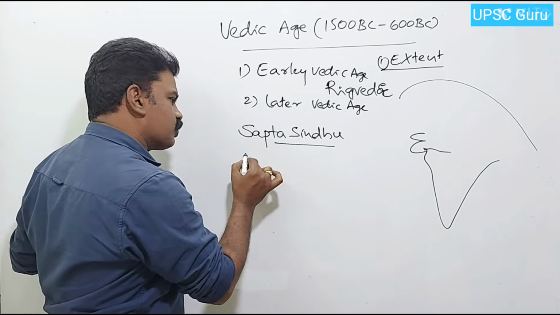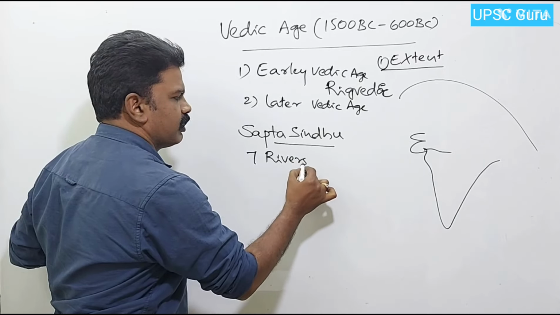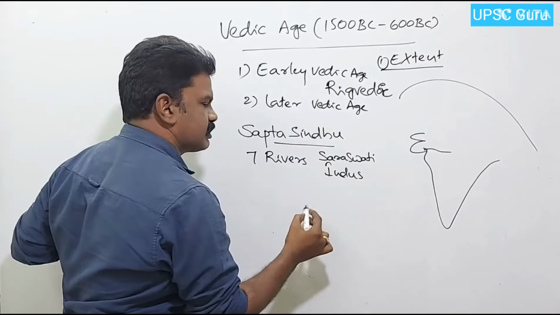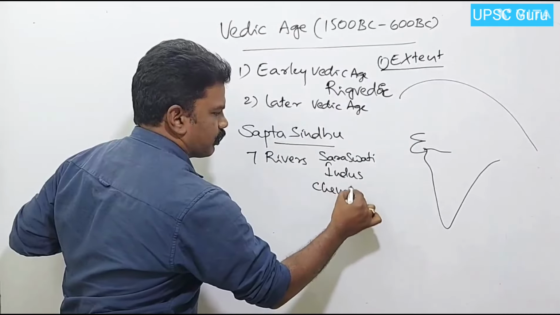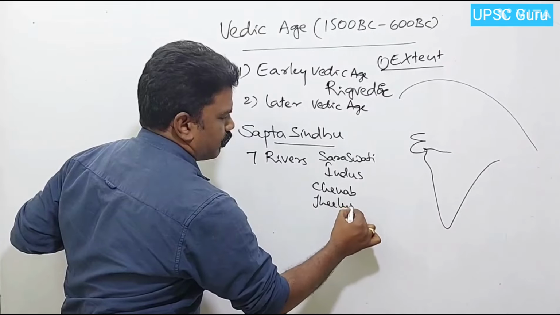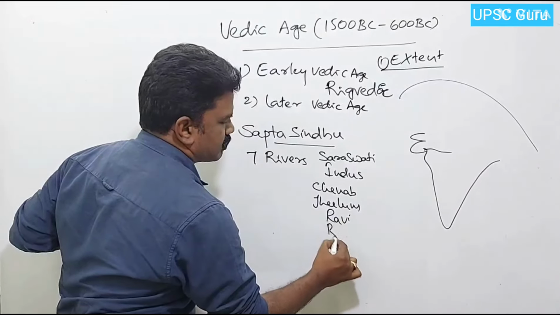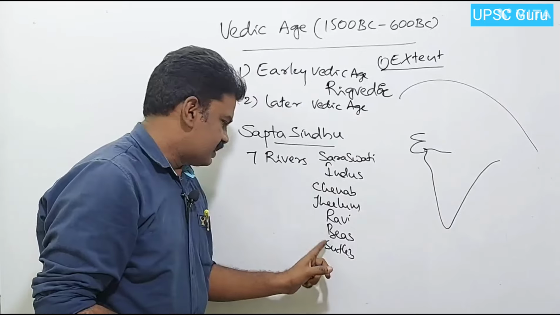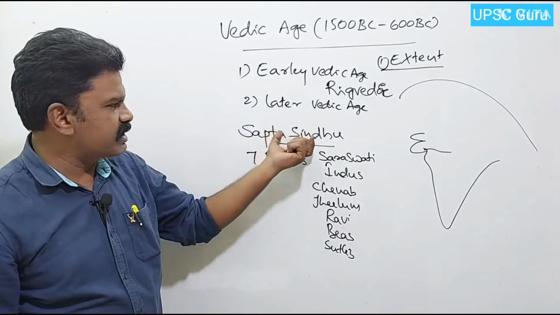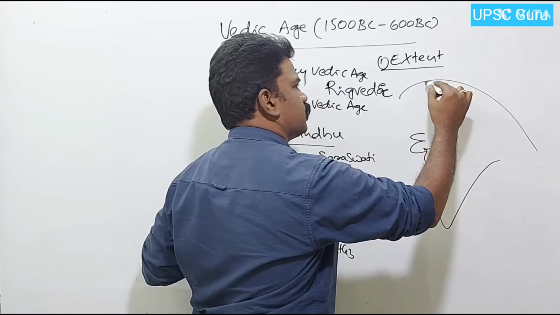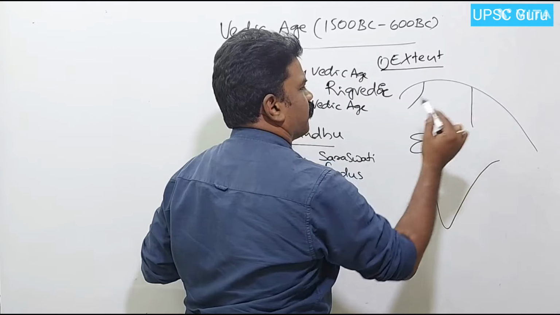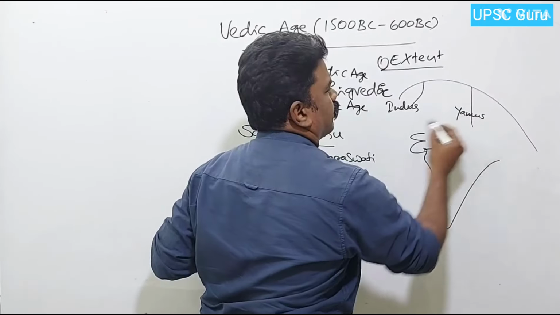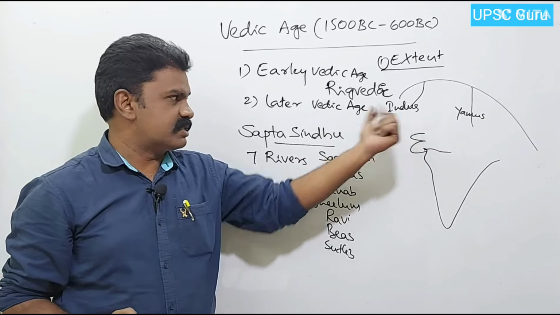What is Sapta Sindhu? Sapta Sindhu is the flowing area of seven rivers: Saraswati, Indus, and the five tributaries of the Indus, Chenab, Jhelum, Ravi, Beas, and Sutlej. One, two, three, four, five, six, seven rivers. The flowing area of seven rivers is called Sapta Sindhu. Sapta Sindhu is this area, from the Indus region to the Yamuna, the area between the Indus River and the Yamuna River. That is also called the Indus Plains.